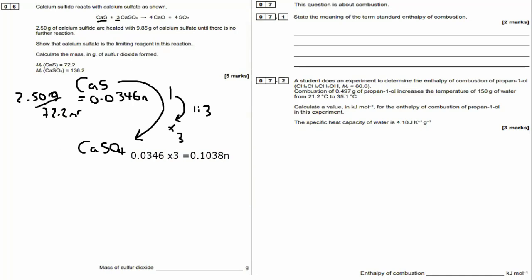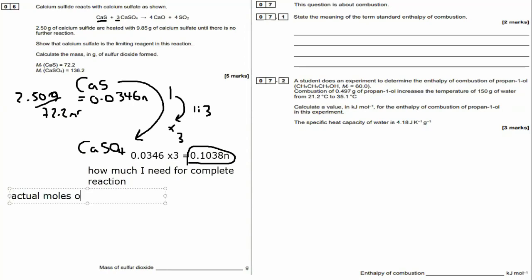Now, obviously, I'm not making that much because it tells us it's limiting. So how much do I actually make? Let's check it out. We've got 9.85 grams of calcium sulfate. So that's the limiting reactant. Let's see the actual moles of calcium sulfate that we have. And the actual moles is 9.85 divided by the MR of calcium sulfate, which is 136.2.